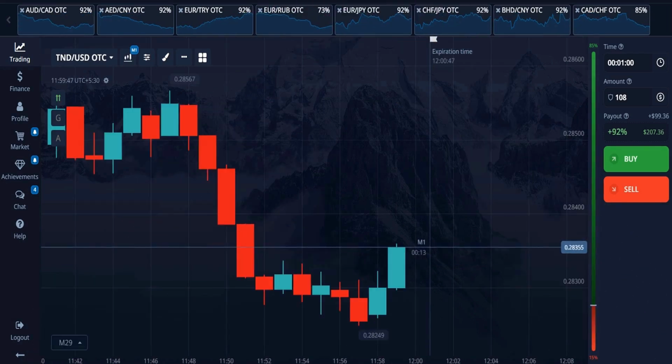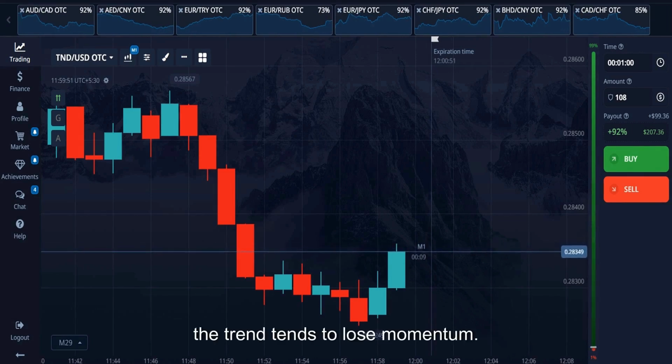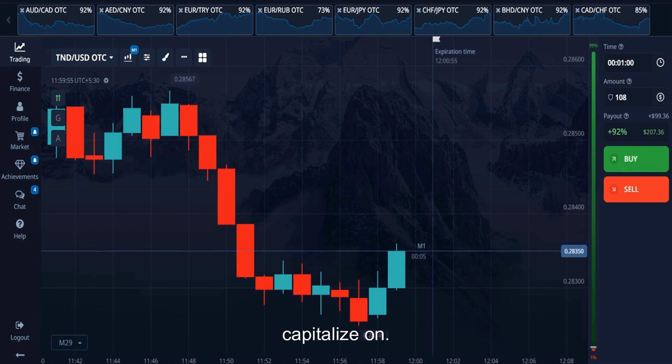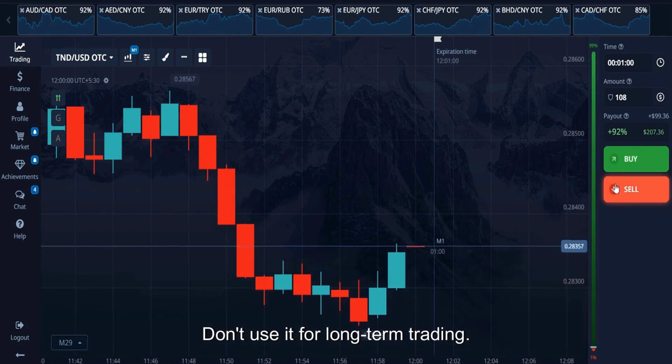Why does this work? Often, when the first candle is weak and the second is strong, the trend tends to lose momentum. This creates a brief reversal that you can capitalize on. Remember, this works for short-term trades only. Don't use it for long-term trading.